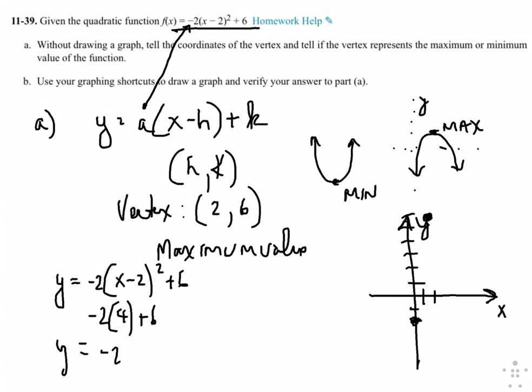And that's pretty much enough. We could draw our graph, right? We know it opens down, and we know that's a point. So that's enough to make a sketch. It says, draw a graph and verify your answer. That's enough to make a sketch of the parabola.